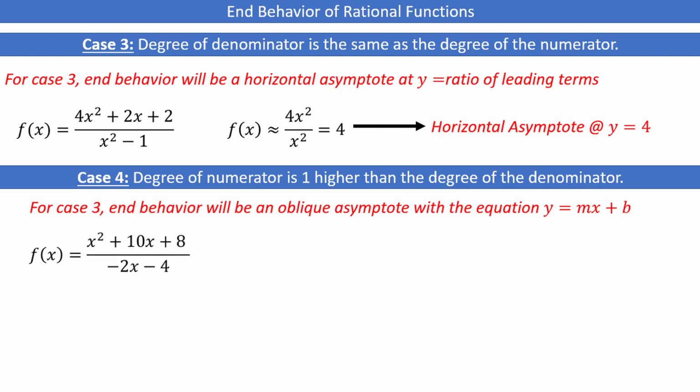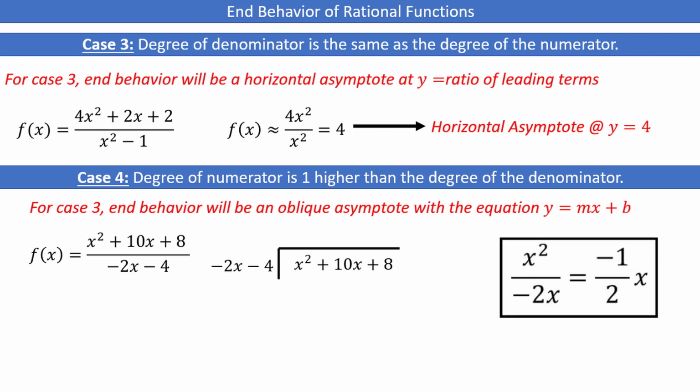Consider f of x is equal to x squared plus 10x plus 8 divided by negative 2x minus 4. The degree of the numerator is 2 and the degree of the denominator is 1. As the degree of the numerator is 1 higher than the degree of the denominator, this rational function will have an oblique asymptote. If you do polynomial long division, you will have negative 2x minus 4 on the side and x squared plus 10x plus 8 on the inside.